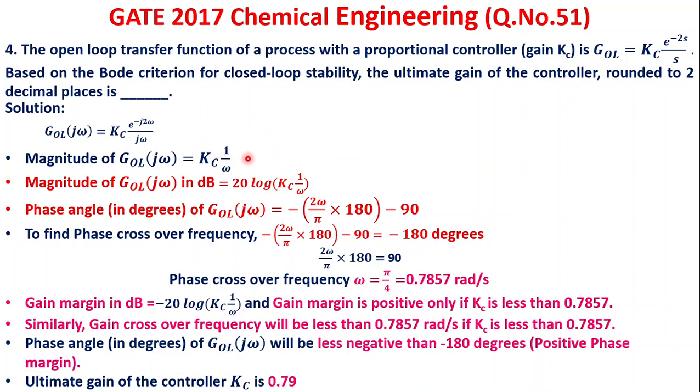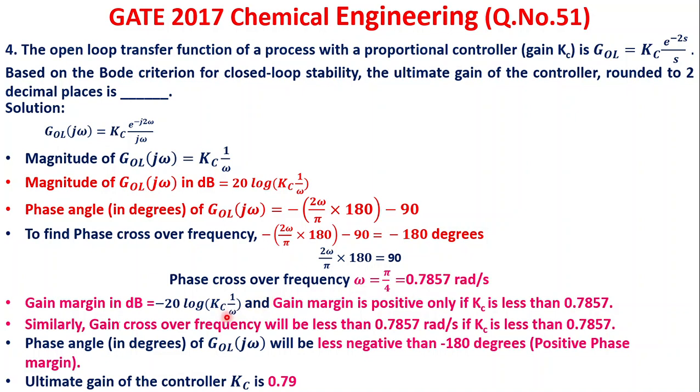Whenever the gain is A, 1 by A is the gain margin. So 20 log 1 by A is minus 20 log A. So here the gain is Kc by omega, so 20 log Kc by omega. Therefore, what is the gain margin in dB? Minus 20 log Kc by omega. Therefore, minus 20 log Kc by omega has to be positive, where we know omega is 0.7857.